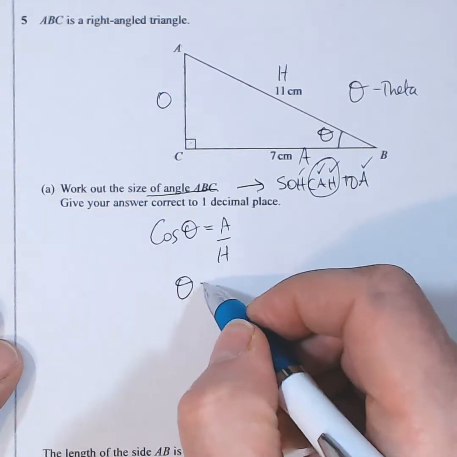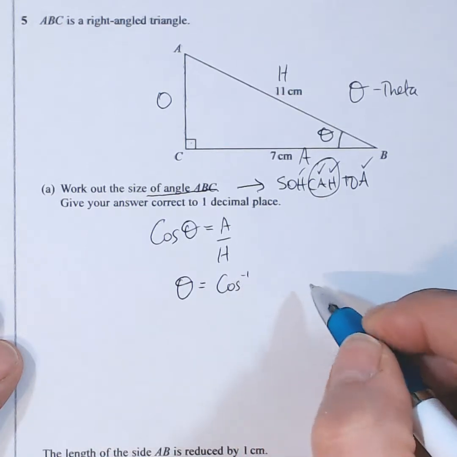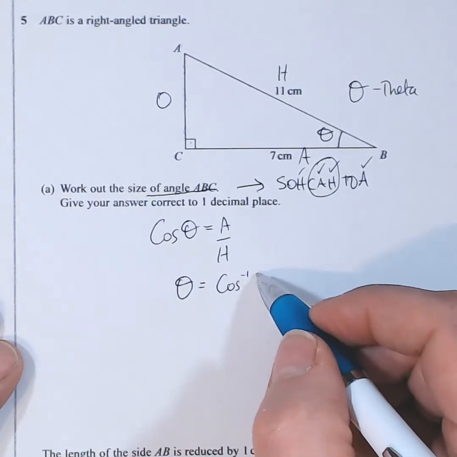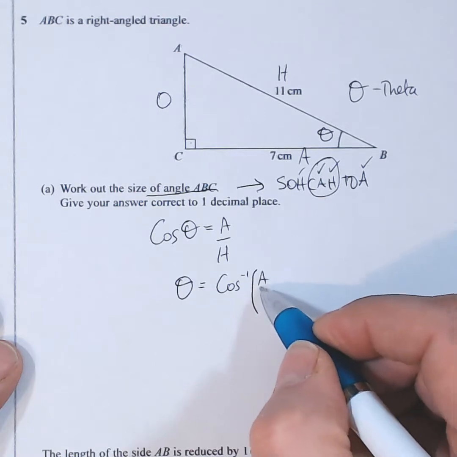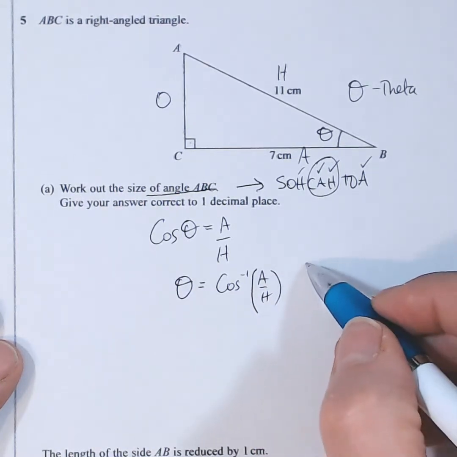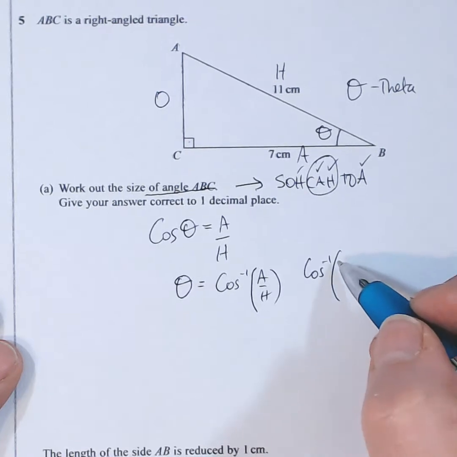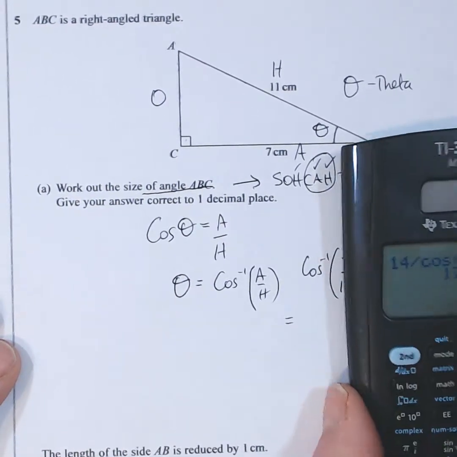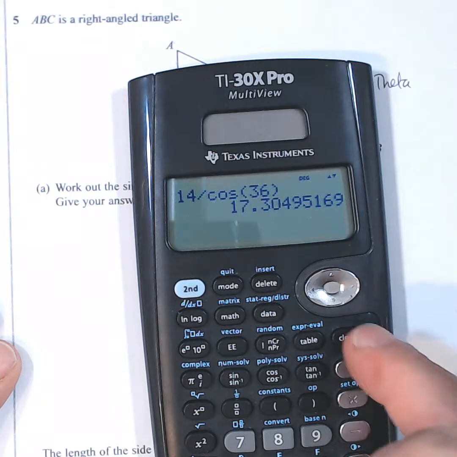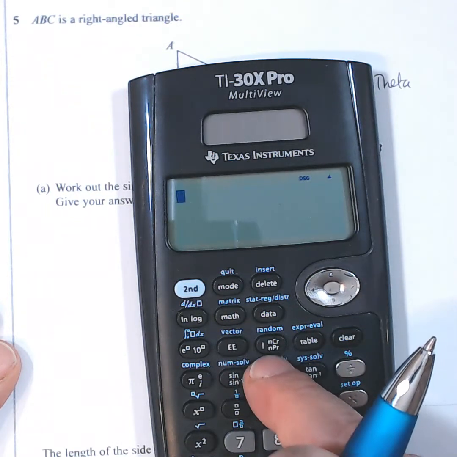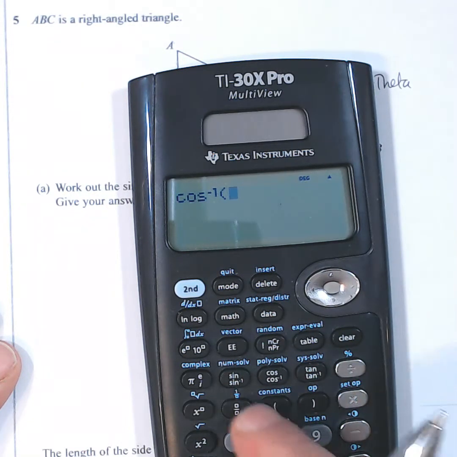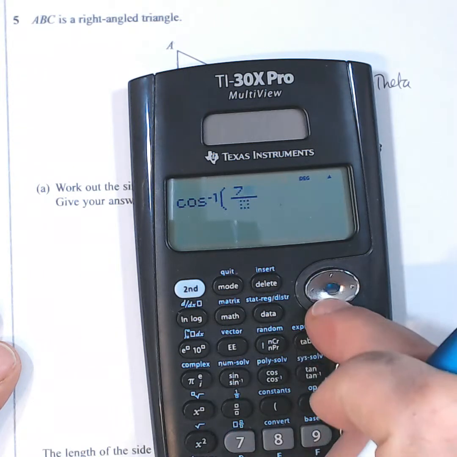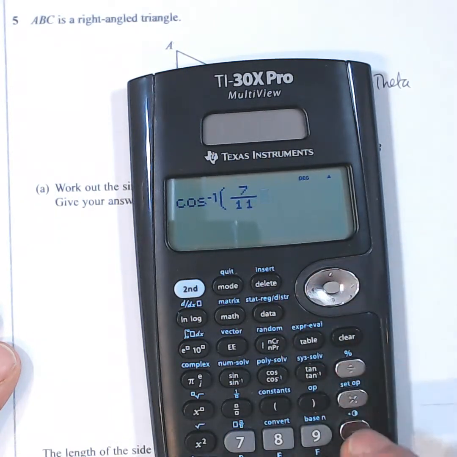So we've got to remember that when we want an angle, we have to do the inverse of the function. So this is the inverse cos function. So we do cos to the -1 of A over H. So we're going to be doing cos to the -1, or cos to the inverse, of A over H. And we type that in our calculator. So we bring up the cos to the -1 function, and fraction 7 over 11, close the bracket and enter.